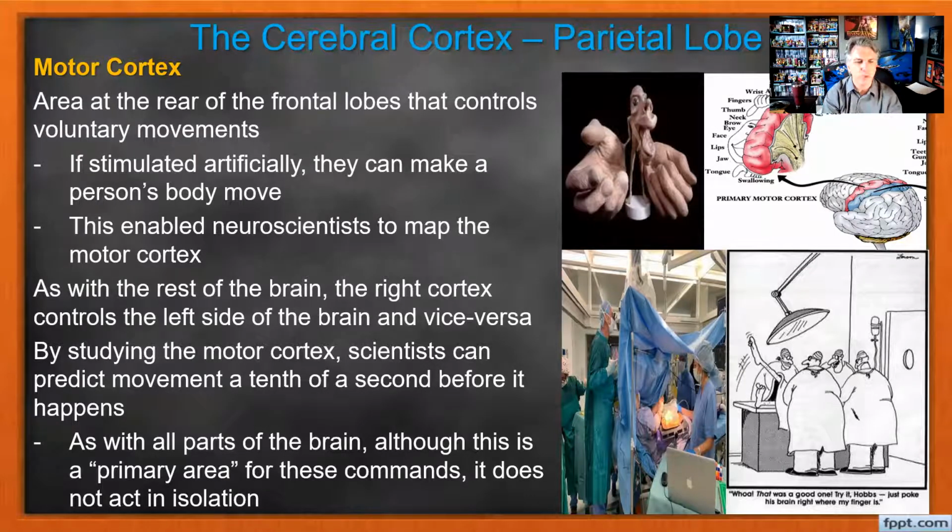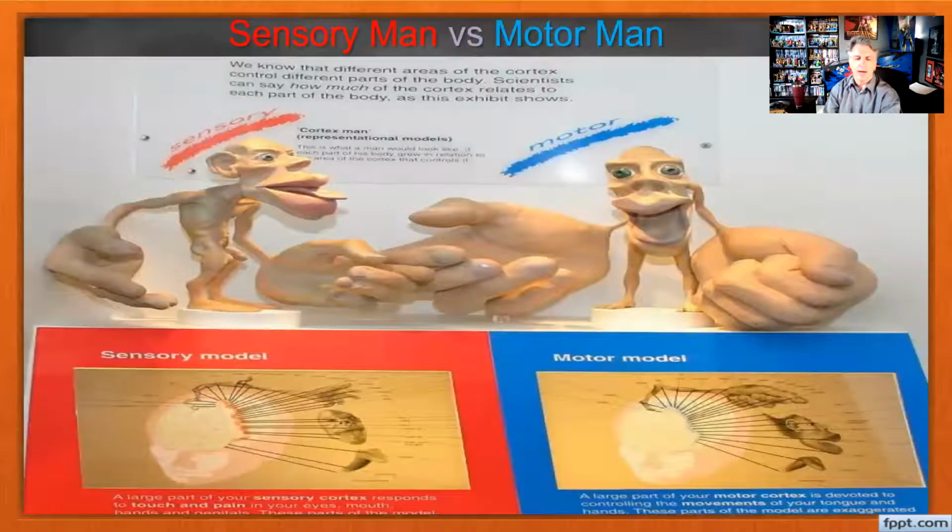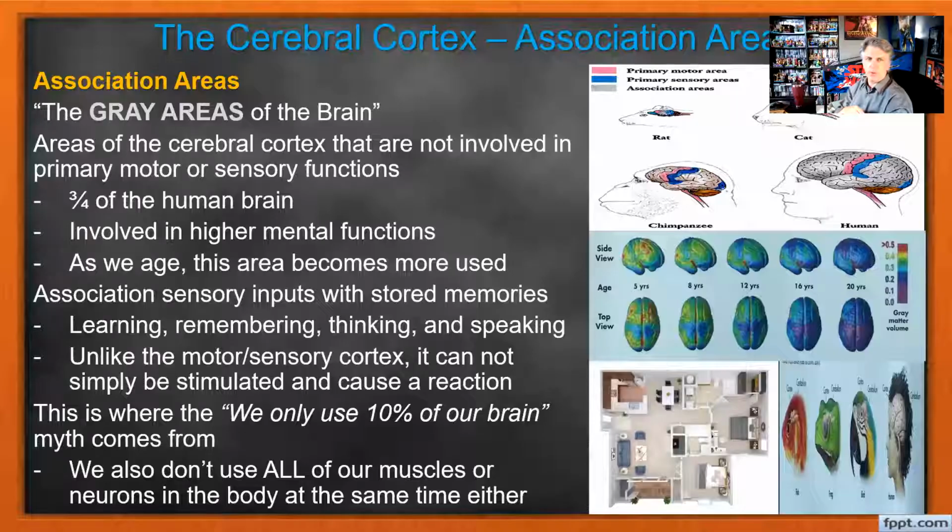And so by studying the motor cortex, scientists can predict the movement a tenth of a second beforehand. You ask somebody to snap their fingers with their right hand, and the left side of their motor cortex will light up a tenth of a second before that snap occurs, because that's the command. And then it's the action that goes on down here. Okay, and there's motor man and sensory man right there.